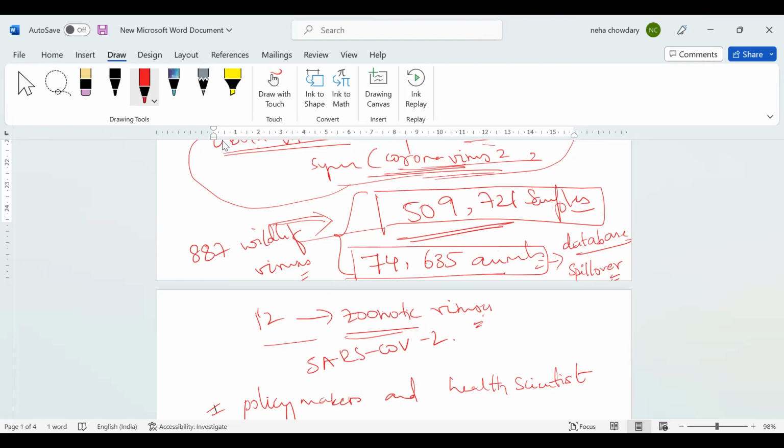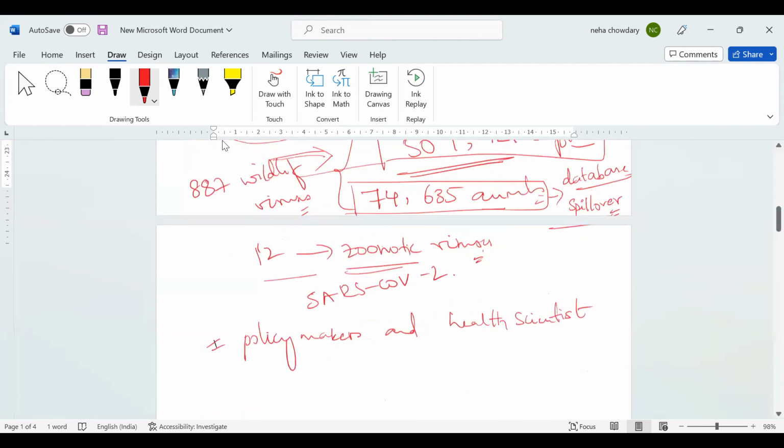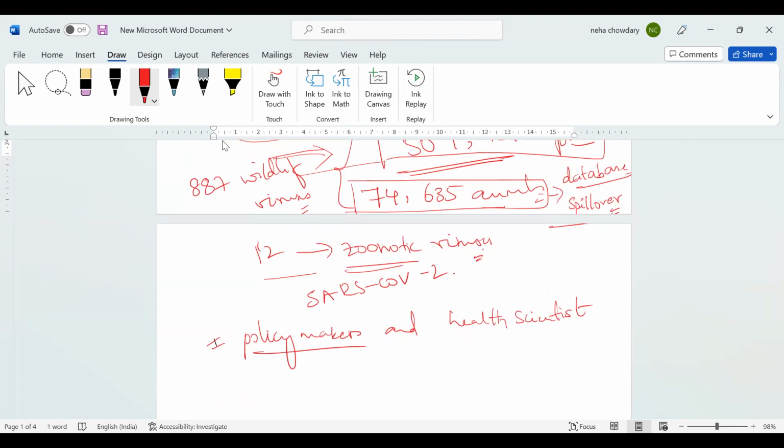So this database, which is made publicly available or accessible, was used by policymakers and health scientists to inform research and public health interventions for prevention and rapid control of outbreaks.